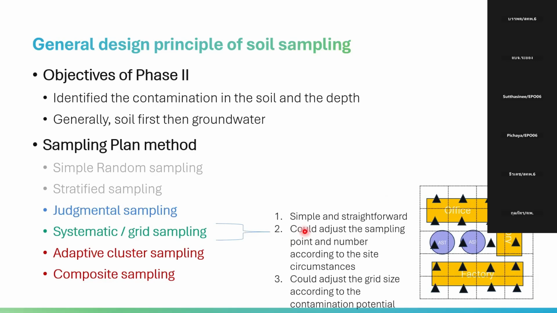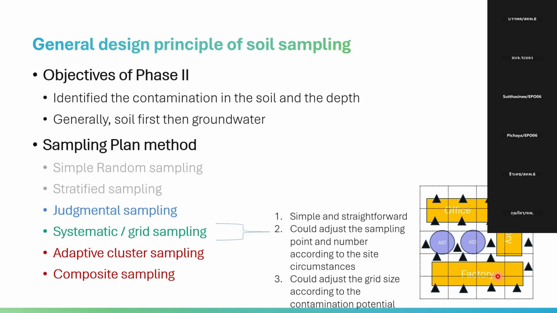So you just set up a grid, put a sample in the middle, take the sample back home and do the analysis. And sometimes if you cannot go into the factory, you can move the sample point outside of the factory, so you can take the sample here. So it depends on the design, and it depends on the restrictions of your sampling.